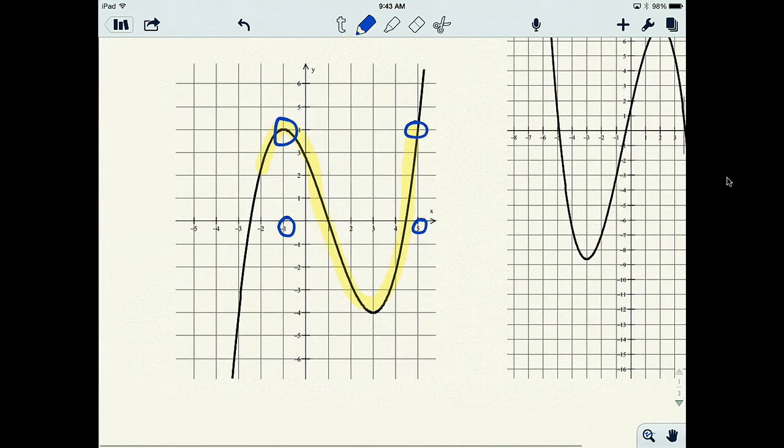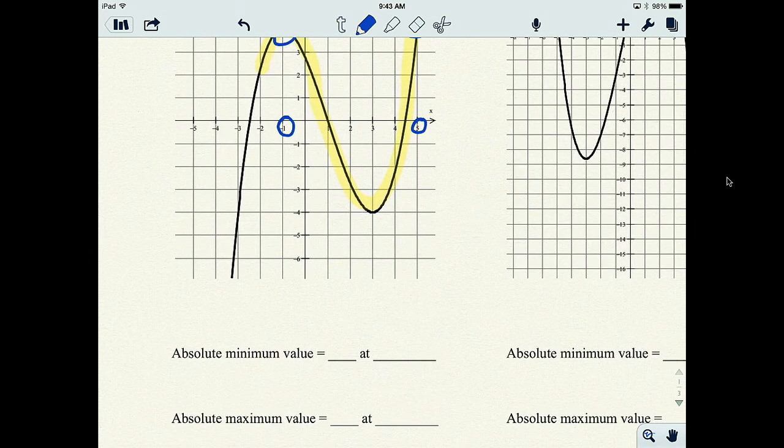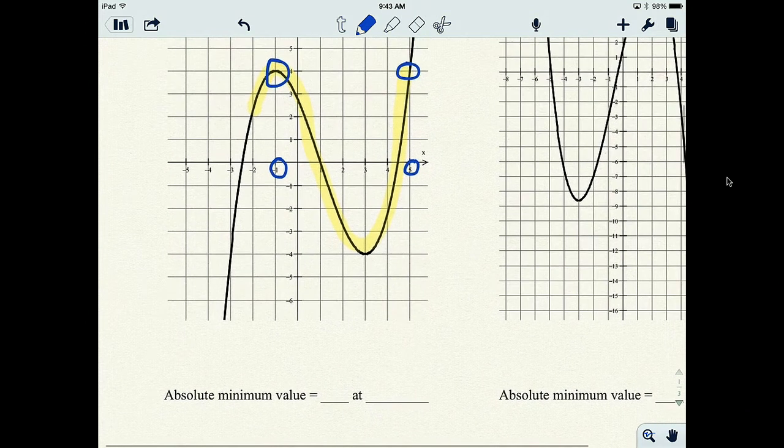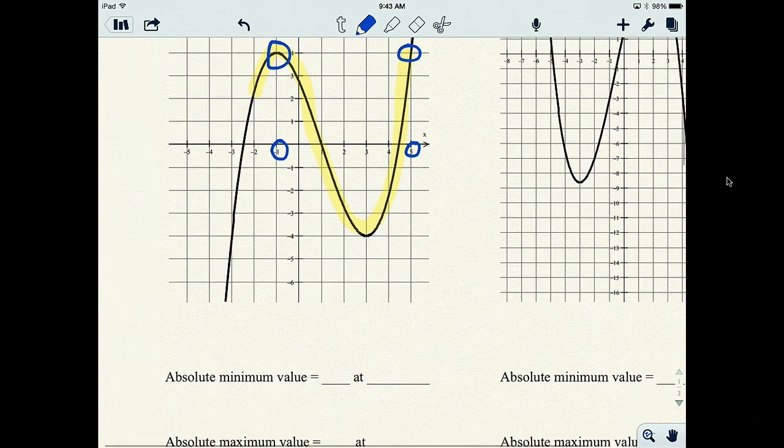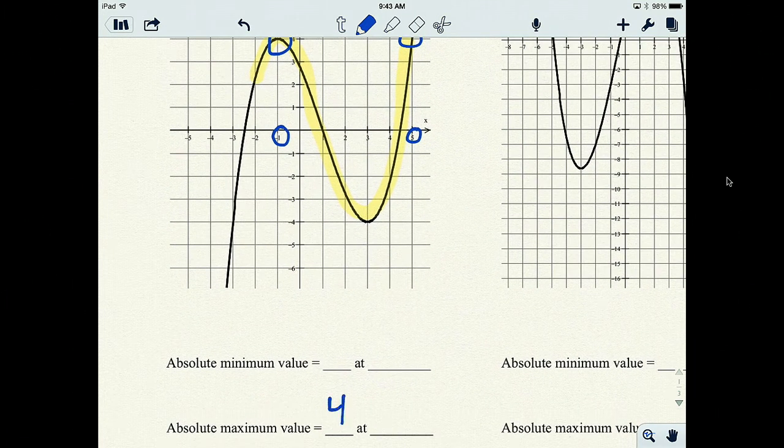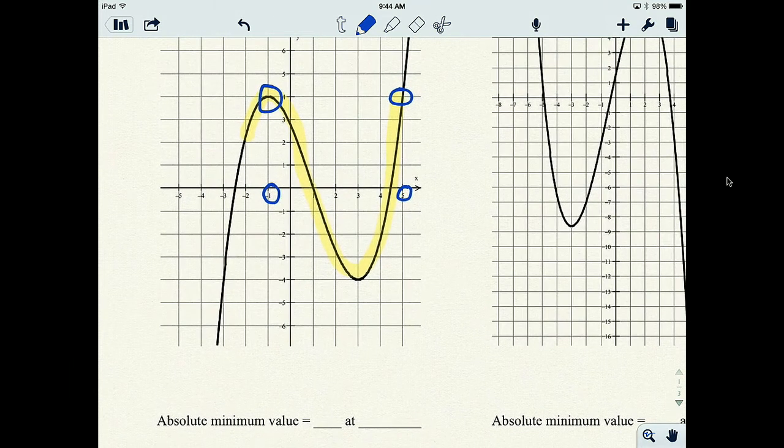So if I scroll down here, it says what is the absolute maximum value? The absolute maximum value is 4. The highest this reaches is 4. And this occurs at x equals -1 and x equals 5. Okay. If I want the absolute minimum, again, I'm going to look at where the lowest point is in the highlighted part. The lowest point is here. That's -4, and that occurs at x equals 3.